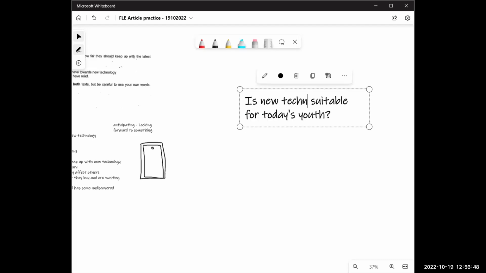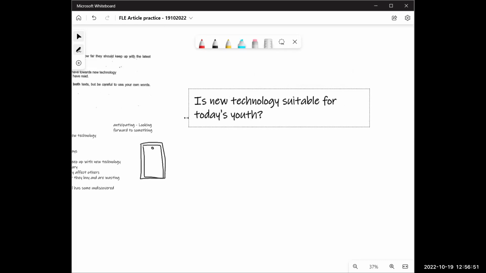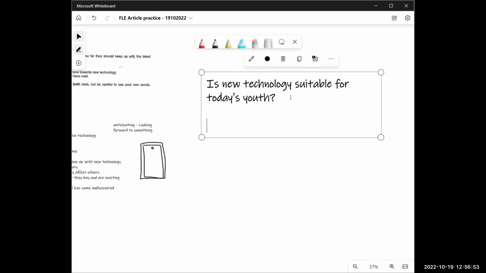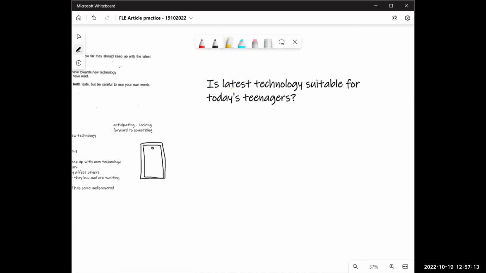One thing is we need to have alliteration here, right? New technology doesn't really have alliteration. Let's say instead of new technology, let's say latest. The T is going to be repeating. Is latest technology suitable for today's youth or today's teenagers? Is that better? Look, what's happening is this T, this T, this T, this T, and this T. There's a repetition of T, which makes it more interesting. Is latest technology suitable for today's teenagers?